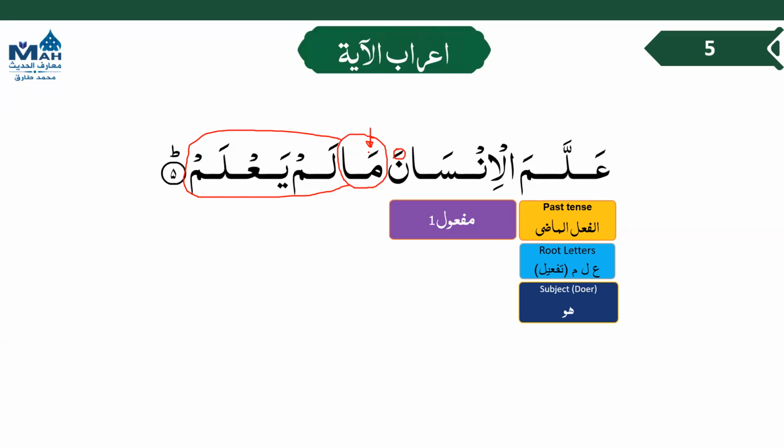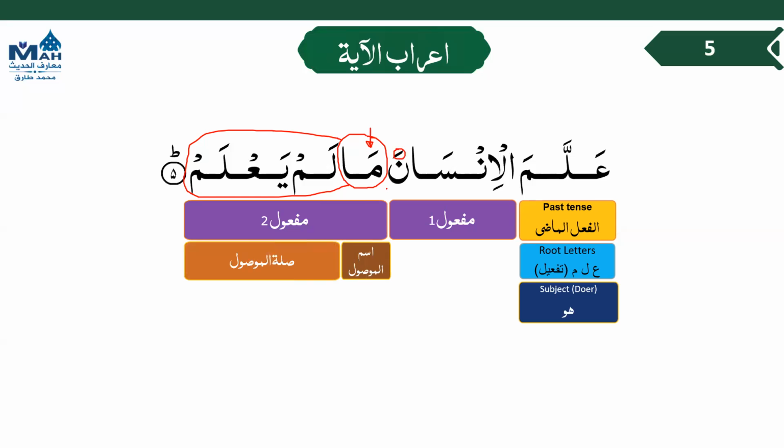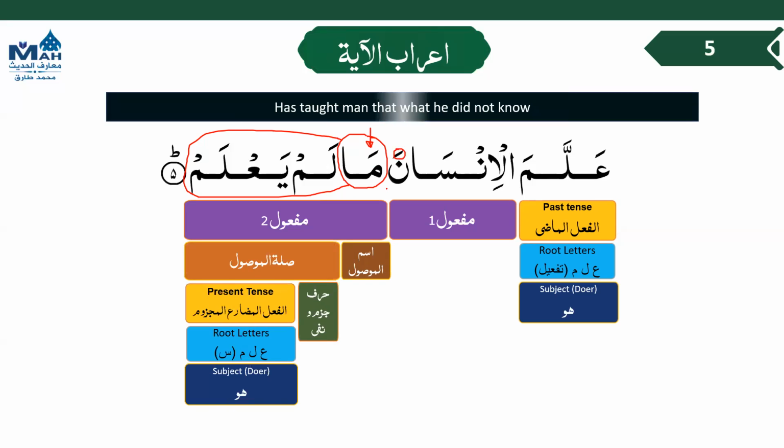Allama al-insana ma lam ya'lam. How will you translate that sentence? He taught man that which he did not know. Who taught man? Allah subhanahu wa ta'ala. So say He taught. You are skipping the fa'il and just focusing on the maf'ul. Okay. He taught man that which he did not know. Very good. And ma means he taught everything about which the man does not have information.